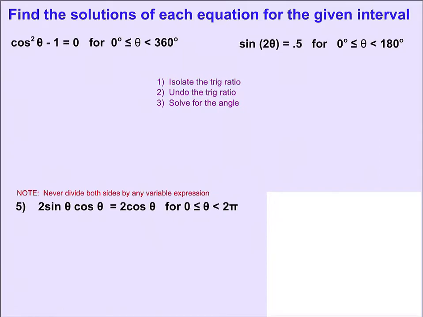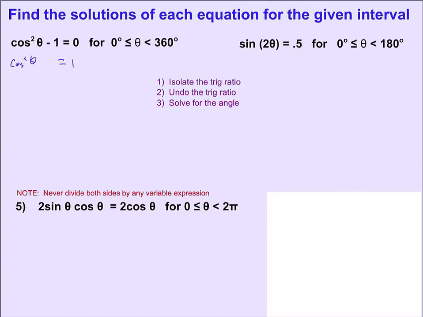Cosine squared of theta minus 1 equals 0. We want to figure out what angle theta has to be, and I'm going to limit it and say that theta is only in numbers between 0 and 360 degrees. So first, we will isolate the trig ratio. Usually, that's not that hard. Usually, there's not that much going on here. We'll add 1 to both sides. So cosine squared of theta equals 1.